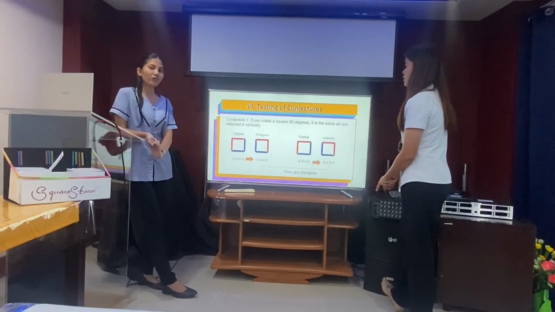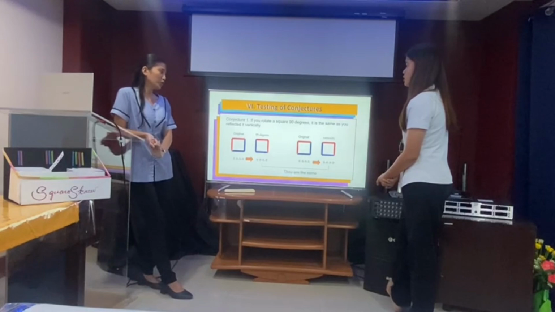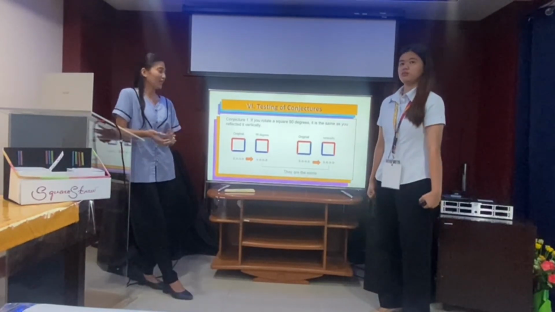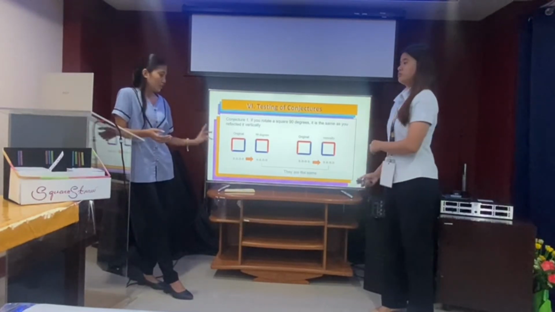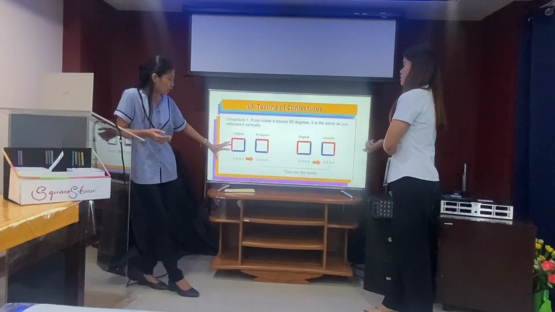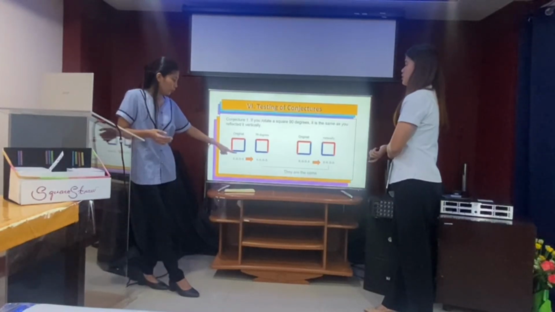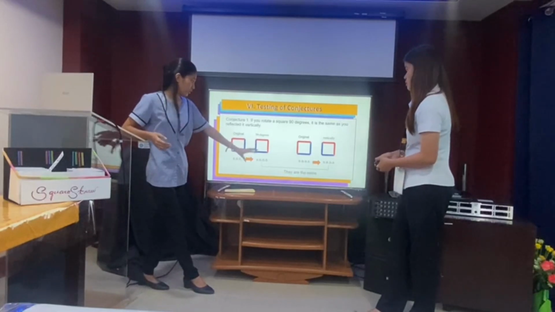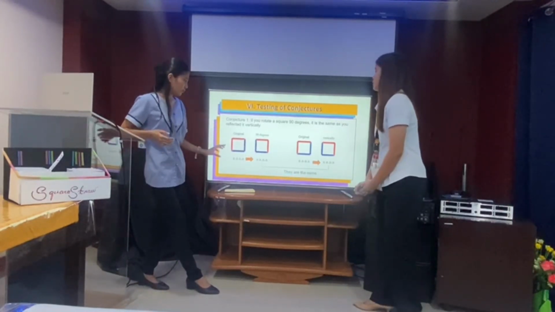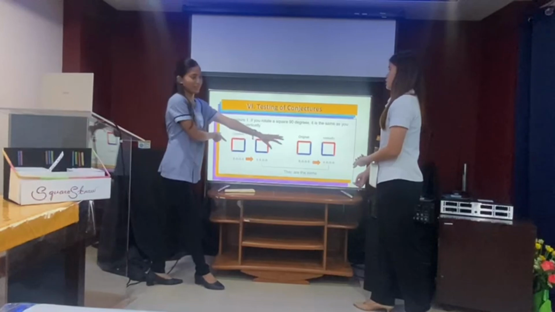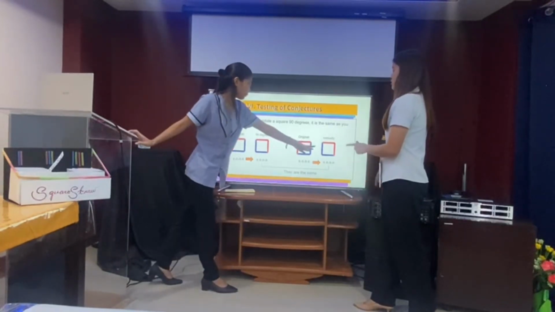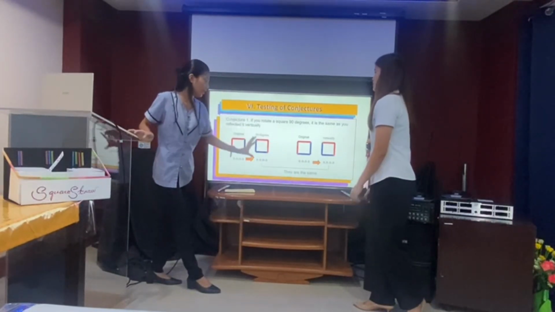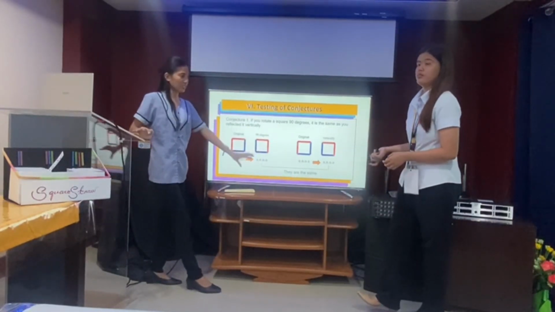So for testing of conjectures, for conjecture 1, if you rotate a square 90 degrees, it is the same as if you reflected it vertically. This is the original: we have red, blue, blue, and red. If you rotate it 90 degrees, this will be the result: red, red, blue, blue. From this original, it's the same as this. So if you reflected it vertically, the result will be the same as if you rotated it 90 degrees.